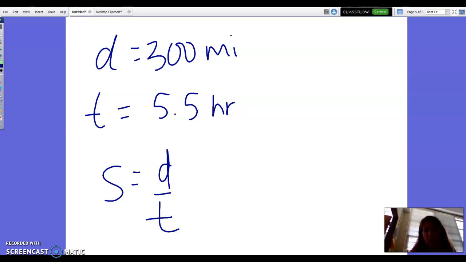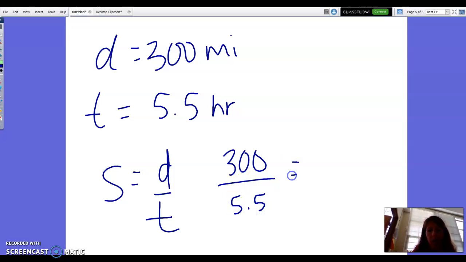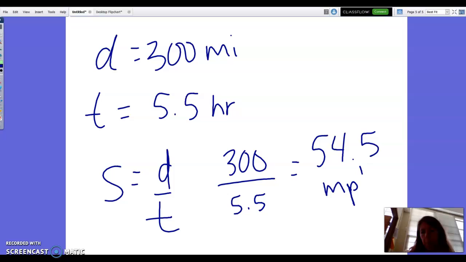And plug in my values that I was given. So I was given 300 for my distance and 5.5 for my time. I'm going to divide those two. So notice you're either dividing or multiplying the whole time. So 300 divided by 5.5 is 54. I'm going to round up, 54.5. My units for distance was miles, and my unit for time was hours. So I'm going to say 54.5 miles per hour. And that is my answer there.